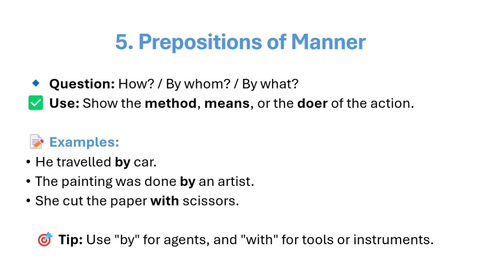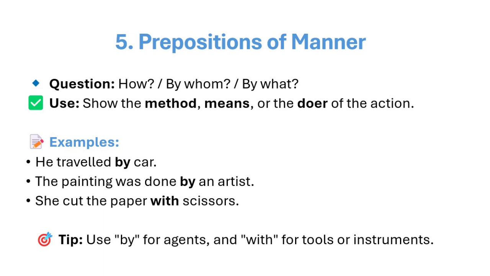Now see the second sentence. The painting was done by an artist. So if you ask the question by whom, what answer will you get? By an artist, right? And what is the preposition here? That is by, and it is the preposition of manner. Now see the last example. She cut the paper with scissors. By what, if you ask a question to this sentence, what answer will you get? With scissors. Here see with is the preposition of manner.